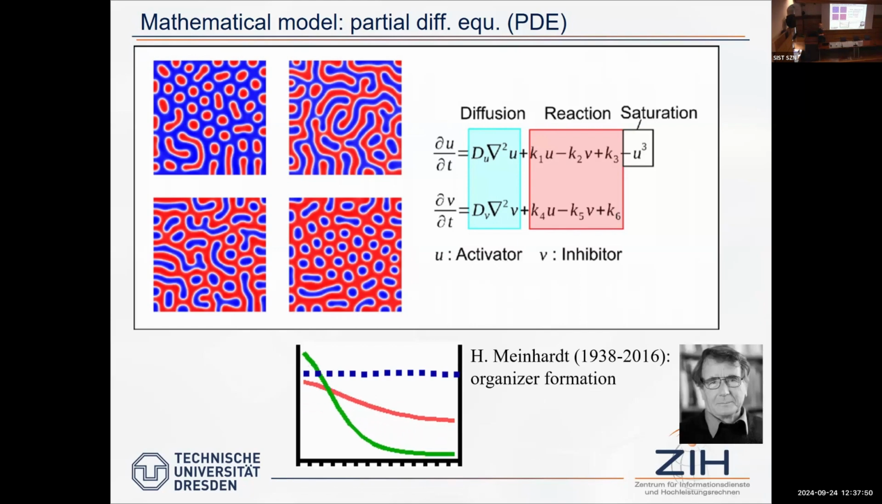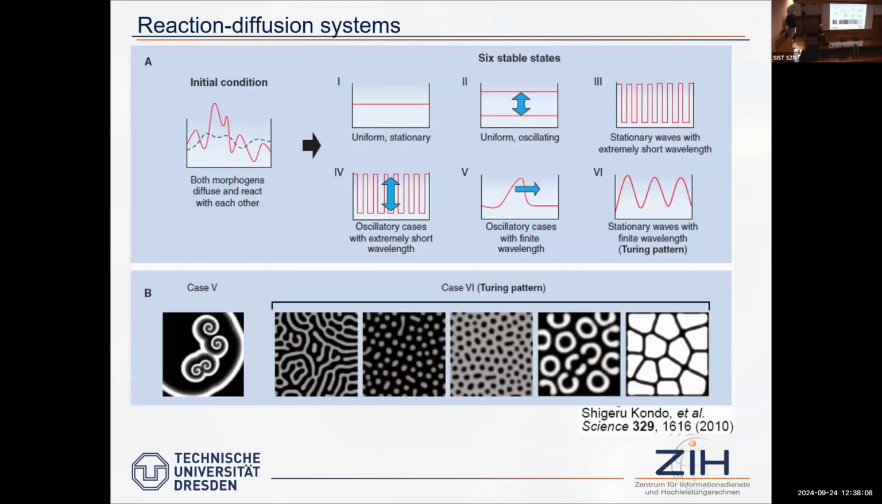Hans Meinhardt from the Max Planck Institute Biology in Tübingen, he applied these chemical equations to biology. And this shows a simulation of organizer formation. So you can see there are many parameters in the system, and by changing parameters, initial conditions, and boundary conditions, you can get many different types of patterns.